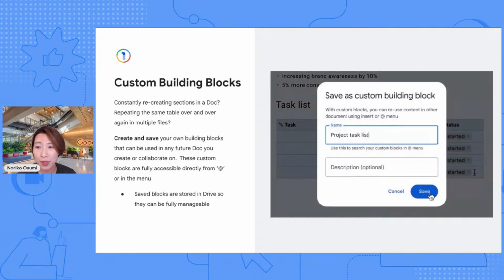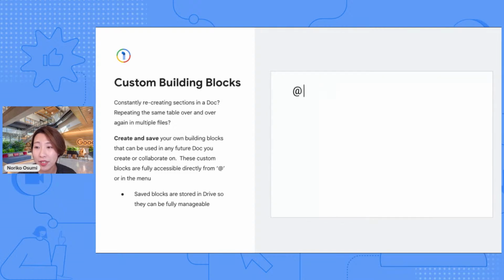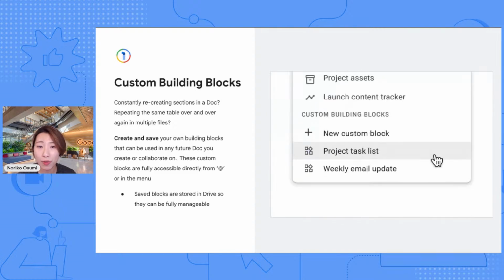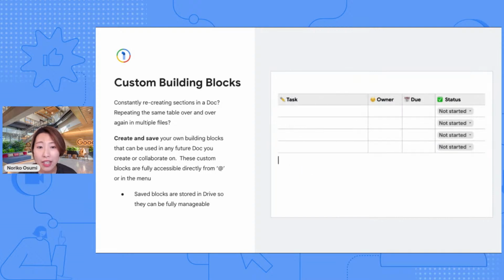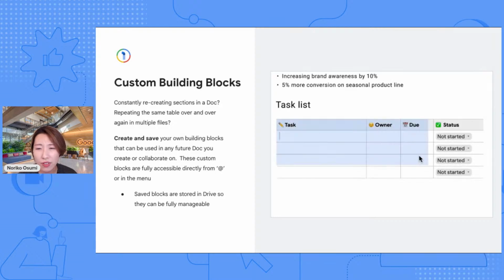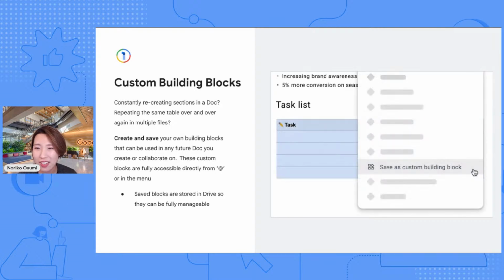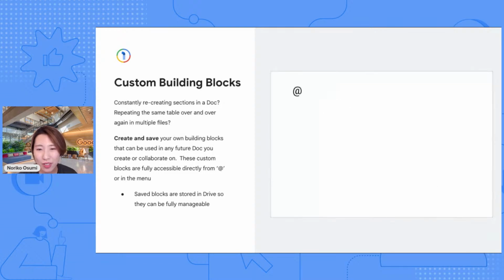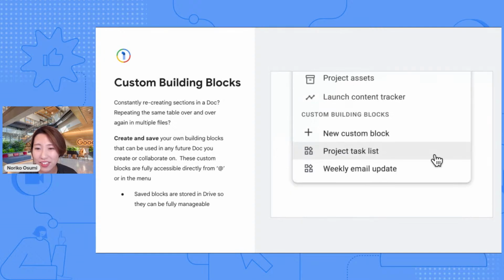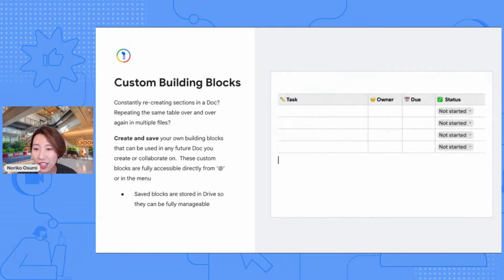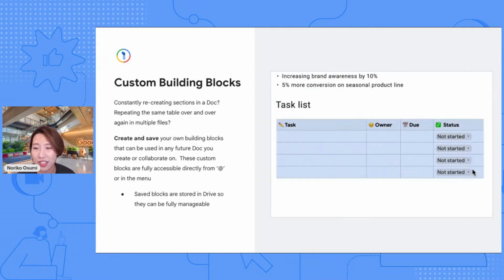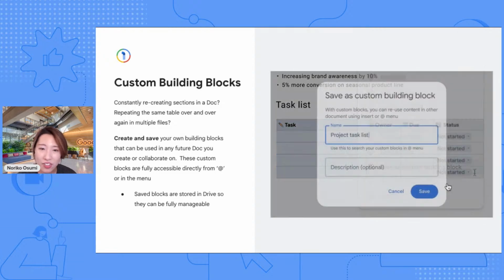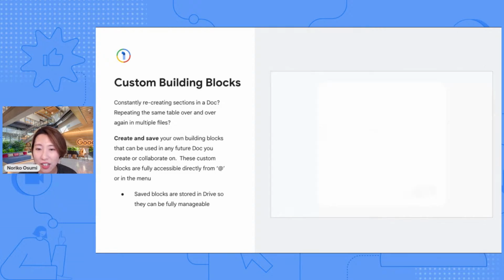So what we've done here is give users the ability to create their own custom building blocks. Think of all the times when you are constantly recreating a scenario in a document. Maybe it's a particular way you need a document to look and feel, and you have certain sections that then have tables underneath, or different summaries or text blocks underneath, and you need to use that over and over again.